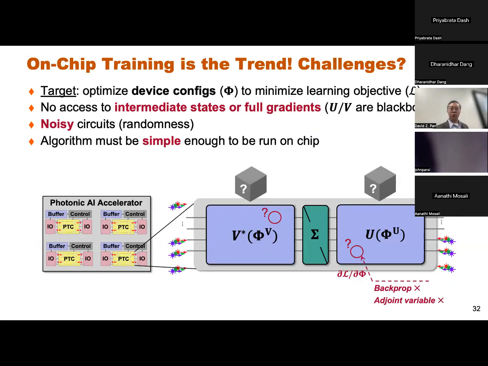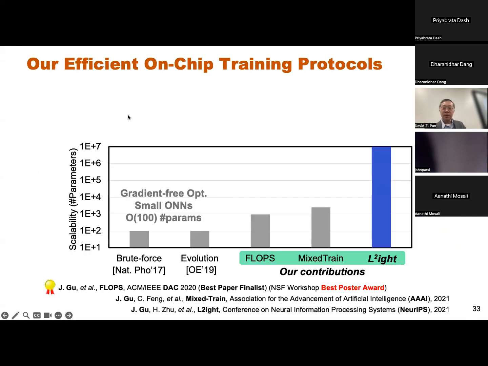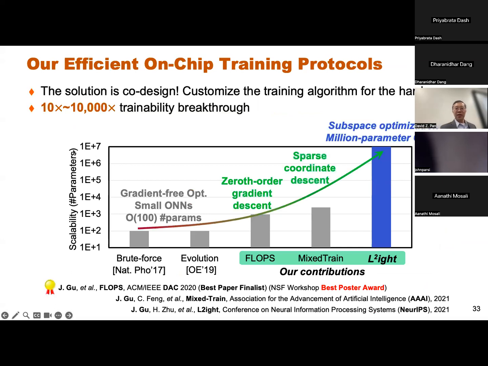So we have published several works on this. I don't have time to show the details, but at the beginning we used some zeroth order feedback, then there's a first order. Let me just show you some summary. We actually have several generations of work along this line. These are some previous works we published. This FLOPS is the work that we published at DAC 2020, and it was nominated for Best Paper Award at DAC. This is the first work using zeroth order gradient descent.